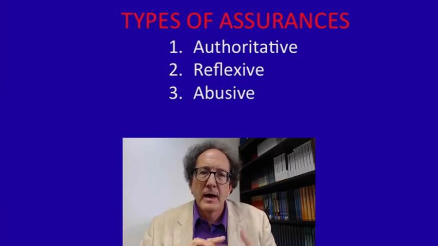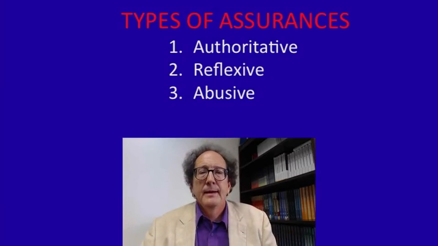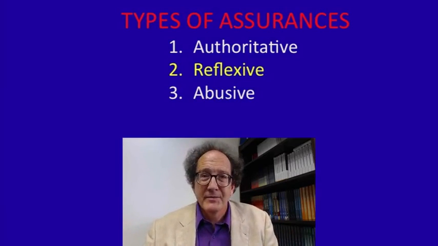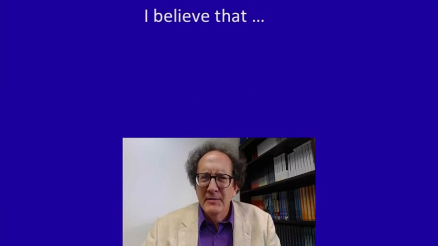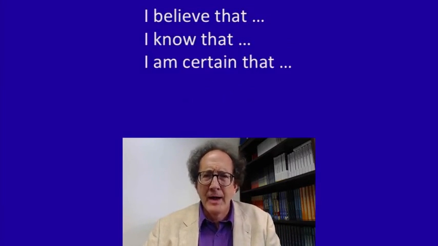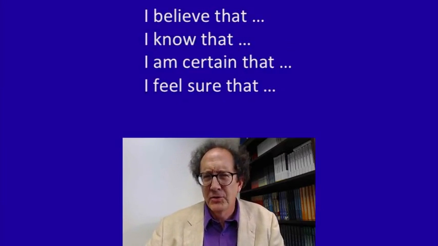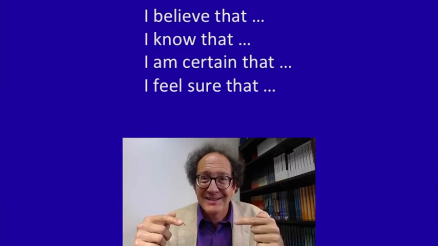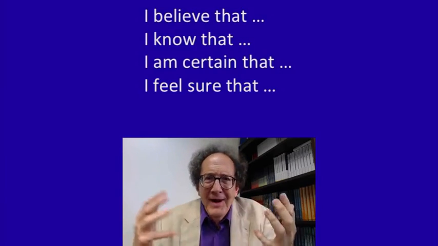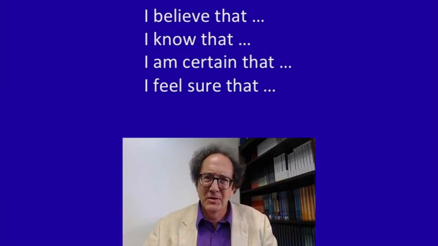A second kind of assurance is what I call reflexive. Reflexive because it's talking about yourself. I believe that. I know that. I am certain that. I feel sure that. And you're citing something about your own mental state. You feel sure. Great, you feel sure, but why do you feel sure?